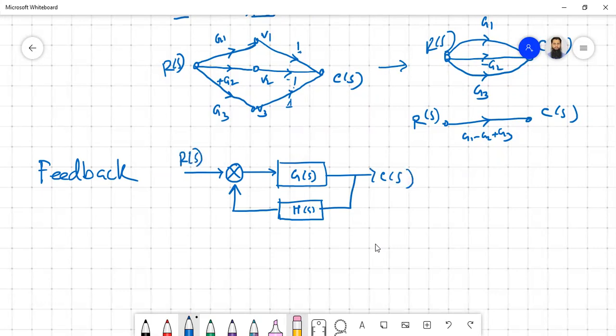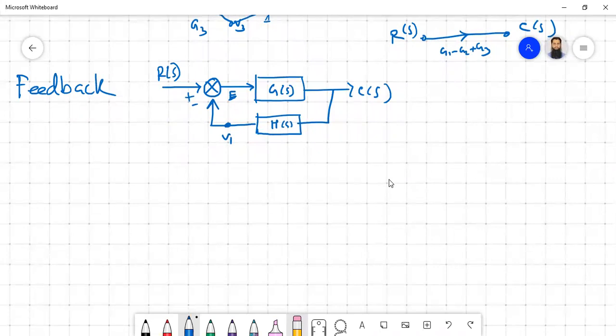Now again, first thing first, identify the nodes. So basically we have one node here, E, the error or actuating signal. And then C is already there, so we can introduce another one here, say V1. But eventually what we are going to see is that V1 will also vanish. Just for simplicity, assume that this is V1 here. Now let us take it to the signal flow graph.